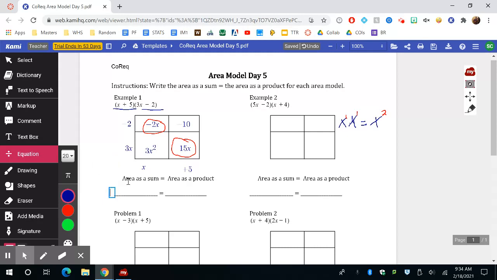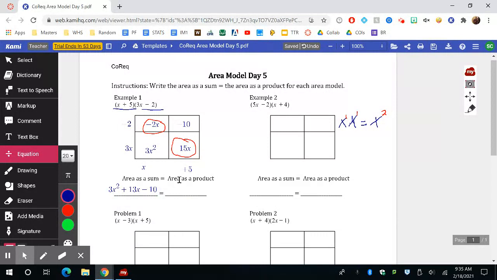Okay, so I have 3x to the second power and 15x minus 2x, that gives me 13. So plus 13x minus 10. And this is the area as a sum.